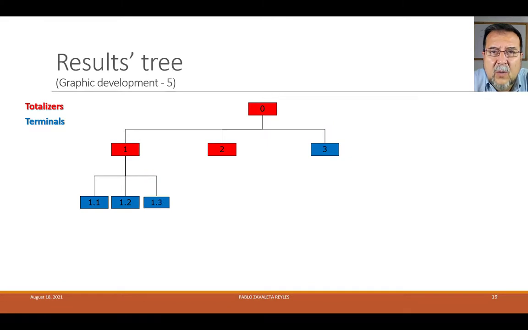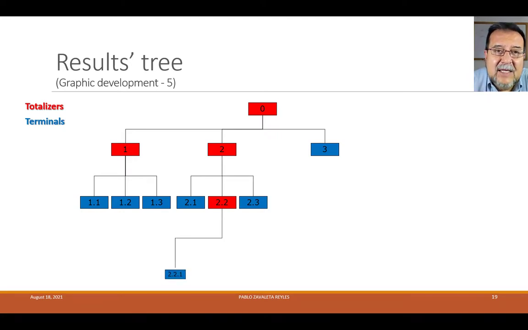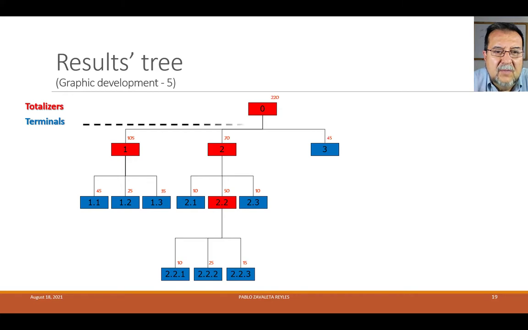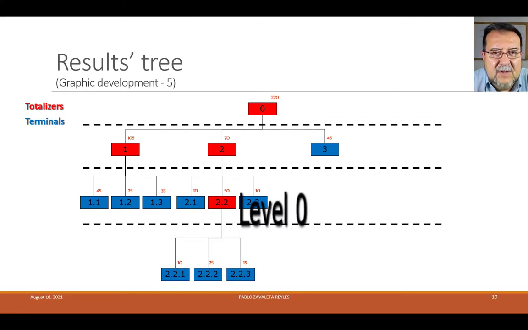1 had 1.1, 1.2, and 1.3. Those are the terminals and are the components of result 1. 2 by itself had 3 results: 2.1, 2.2, and 2.3. 2.1 is a terminal, the same as 2.3. But 2.2 had its own components: 2.2.1, 2.2.2, and 2.2.3. So now we go again just to remember the numbers and the levels.